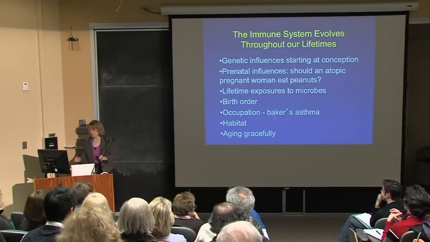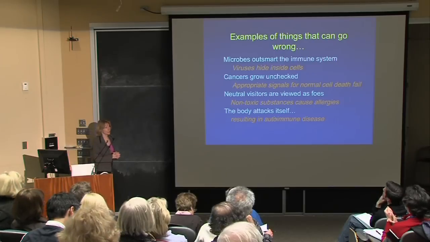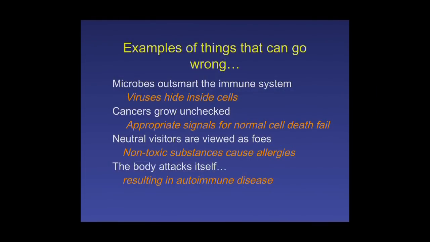So the immune system evolves throughout our lifetime. Examples of things that can go wrong, and we'll discuss a couple of these more in a few minutes and talk about some of the things that you would like to discuss. So microbes can outsmart the immune system. For example, many of these viruses are very sneaky. Rather than being outside like that poor little hapless bacterium that got engulfed by the neutrophil, they sneak into a cell. They sneak right in there and then they hide.